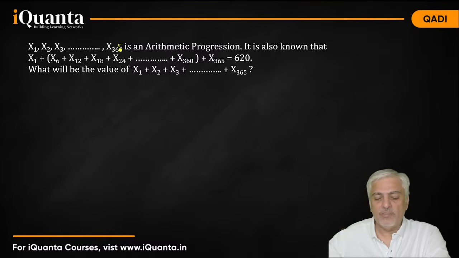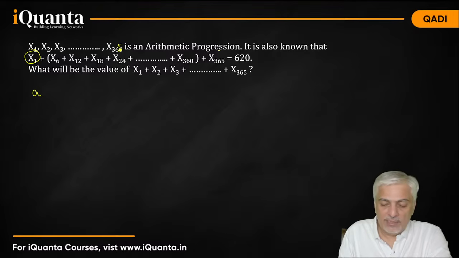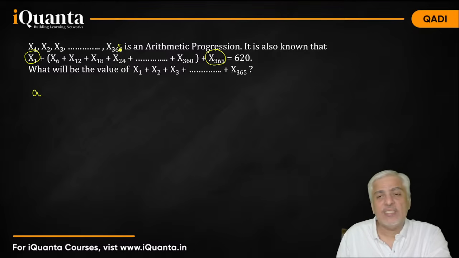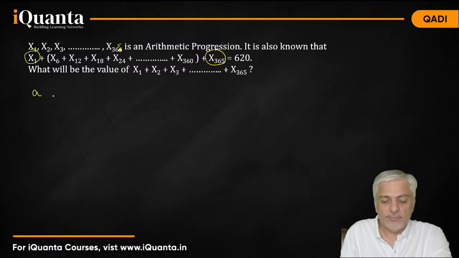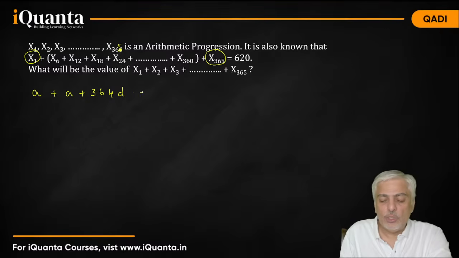Okay, pay attention everybody. There's a very simple trick to do this question. What is the first term? First term is always considered A. And what will be x365, the last term? It will be A plus 364D. Just pay attention to what I am teaching. So we will get 2A plus 364D.